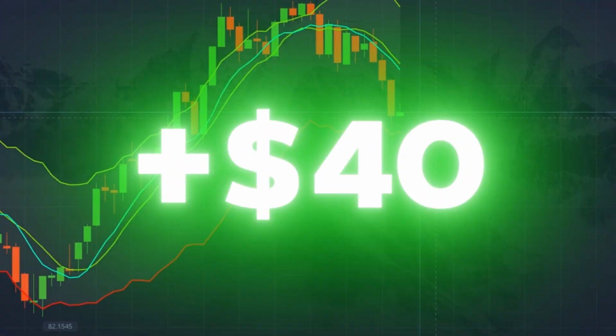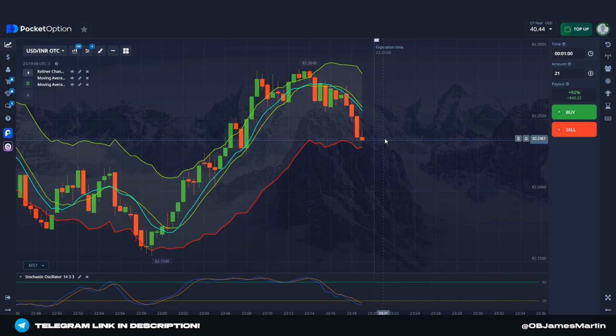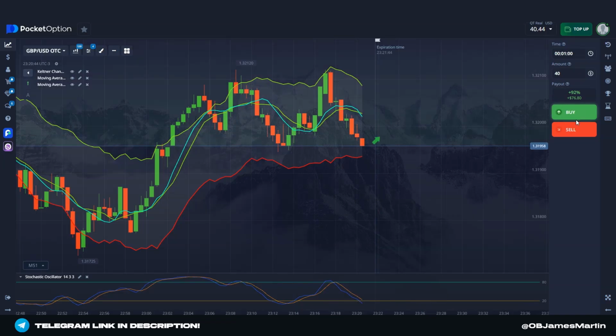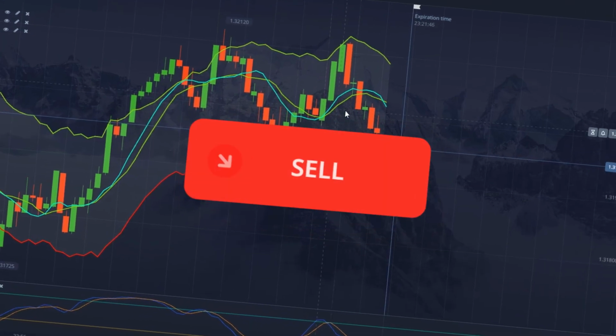So guys, I want you to implement this in your demo account for a couple of days. When you're able to find good confidence with this strategy, you can go straight to your live account and make very good money. Let's start with that. All right, you got another opportunity right here on the sell button again at this particular level.